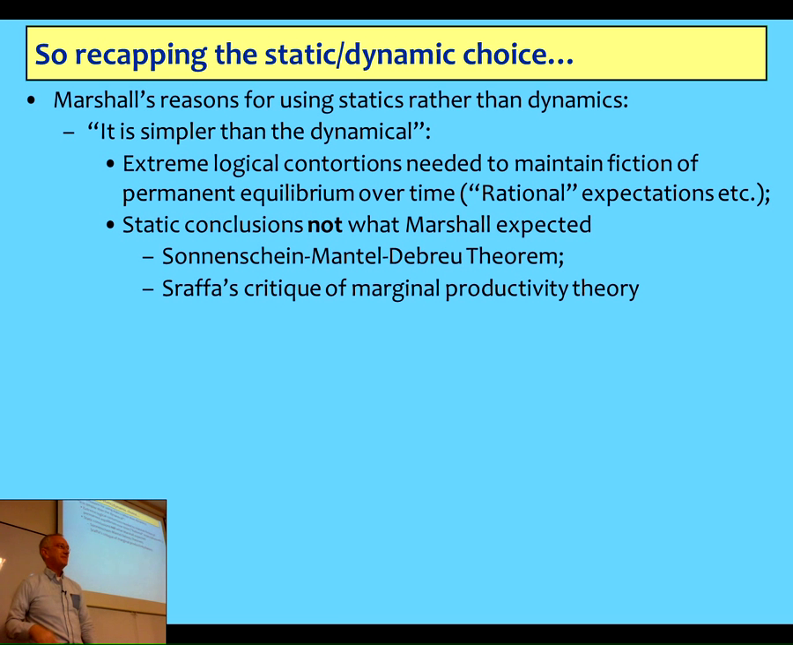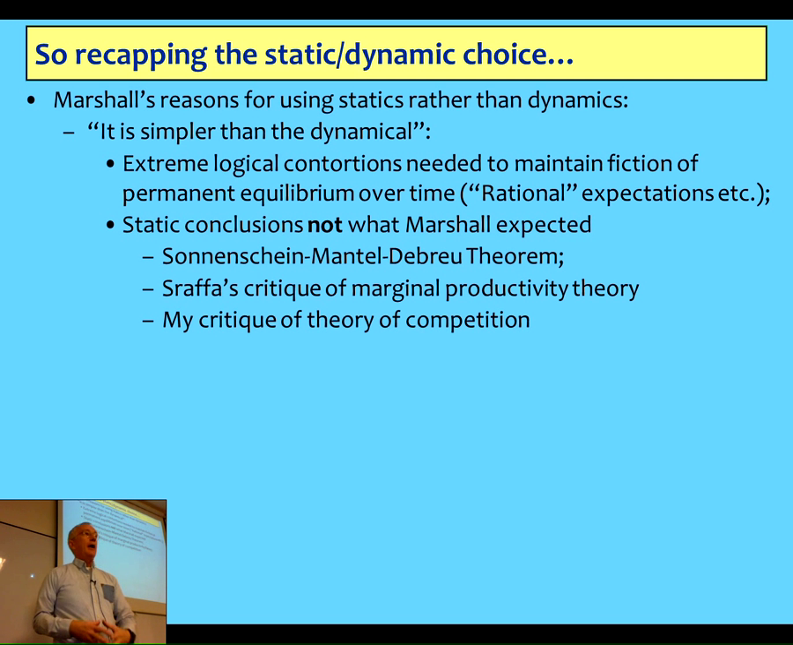Okay. Sraffa wrote a critique of Marshall's productivity theory, which showed that it's incoherent as well. And I've done a critique of the theory of competition, which argues the supply curve, A, doesn't exist, and B, doesn't have the shape neoclassicals think it has anyway. So there's all sorts of flaws. What Marshall thought was statics was not how statics turned out to be. So there are two major errors on that front.